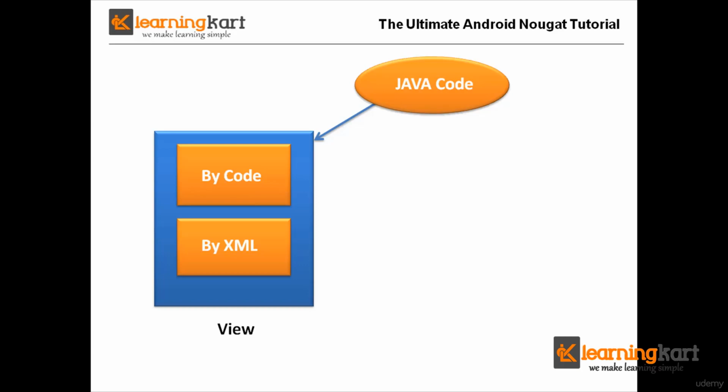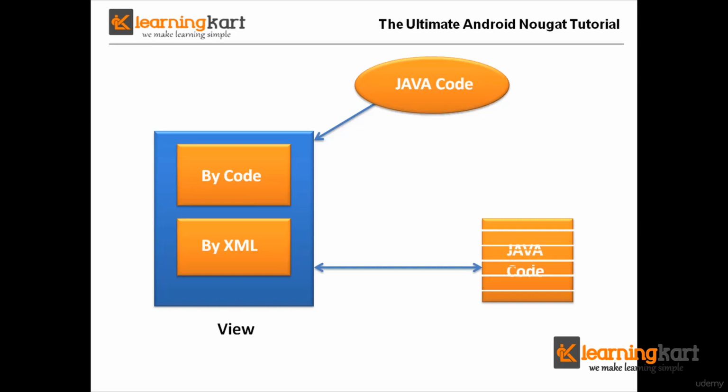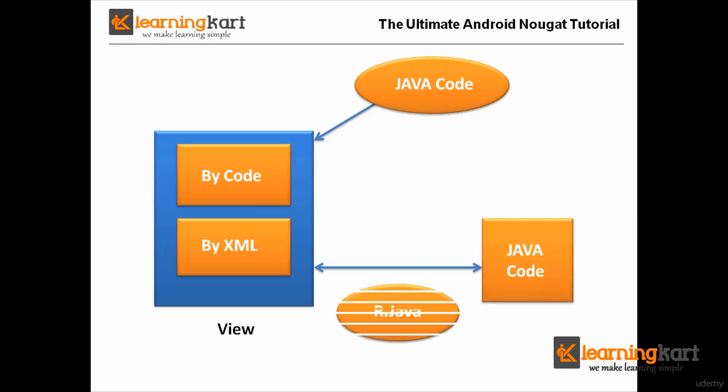But what happens when you create a view in an XML file? All the views are in the XML format. They have some IDs by which you can refer to them. But how does the Java activity file interact with the views that you create in the XML file? Now the solution is the R.java file.